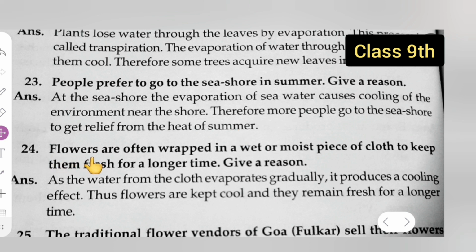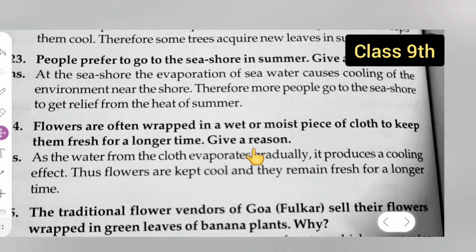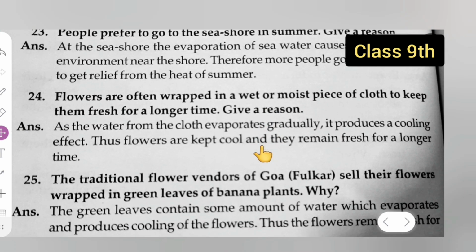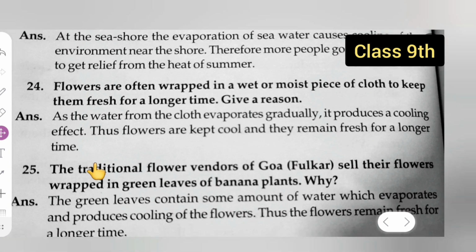Question number 24 is, flowers are often wrapped in a wet or a moist piece of cloth to keep them fresh for a longer time. Give reason. Okay. So, as the water from the cloth evaporates gradually, it produces a cooling effect. Thus, flowers are kept cool and they remain fresh for a longer time.